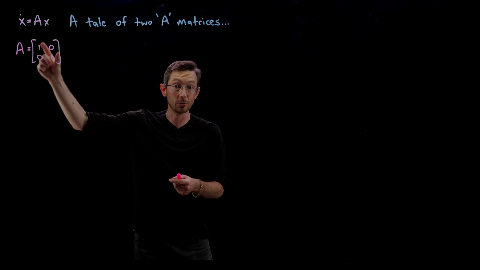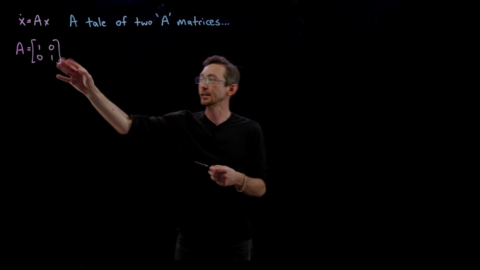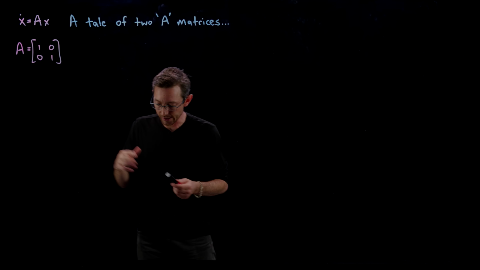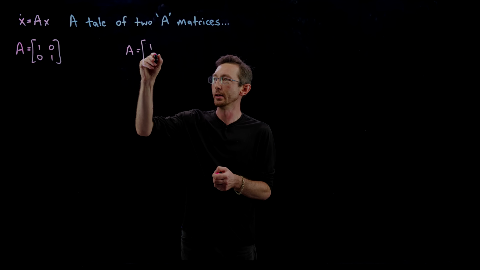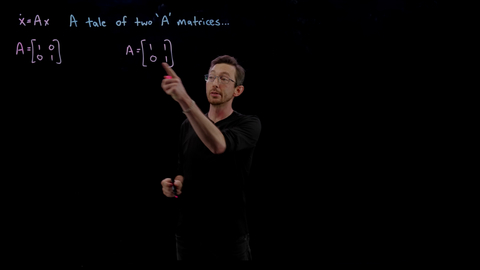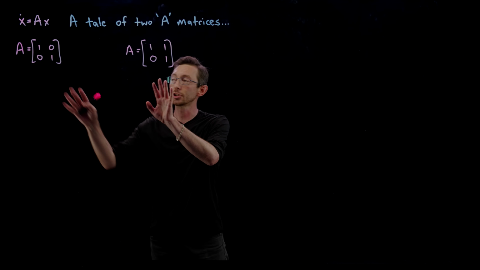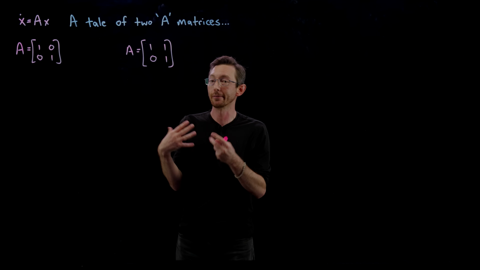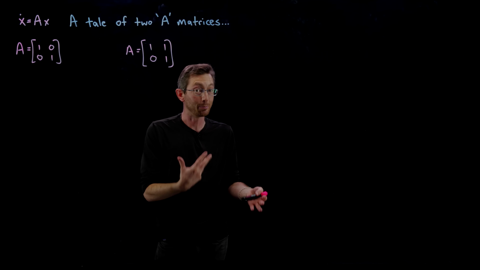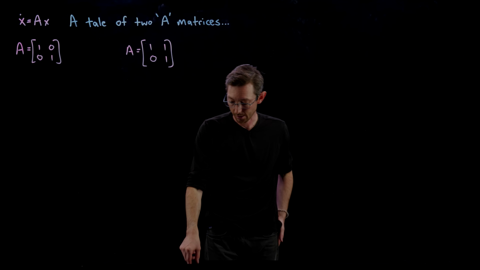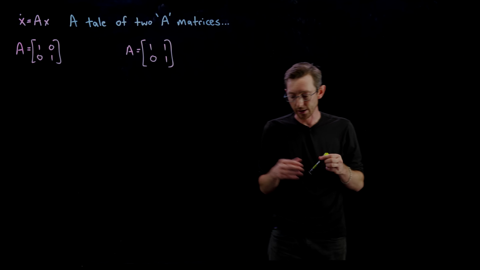But again, this does have two repeated eigenvalues, lambda equals 1 and lambda equals 1. So this is going to be one case we're going to look at. And the other case is this similar case, A equals 1, 1, 0, 1. So this also has the same repeated eigenvalues, lambda equals 1 and lambda equals 1. But we're going to show that these have very, very different dynamics and different solutions, even though they both have repeated eigenvalues, lambda equals 1 twice.